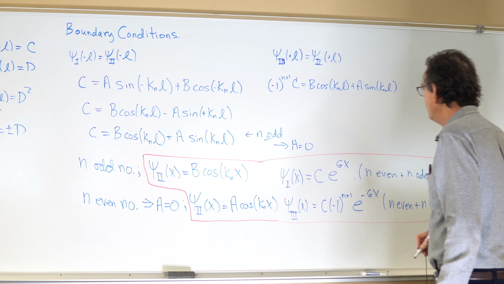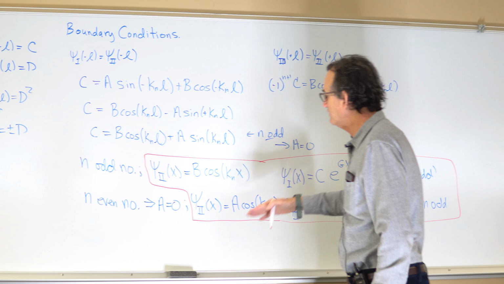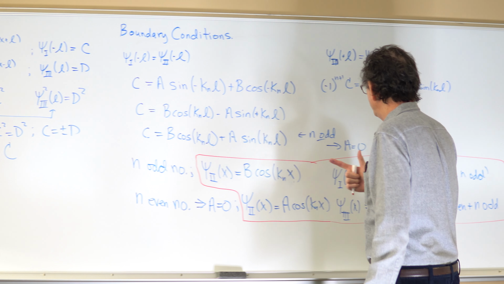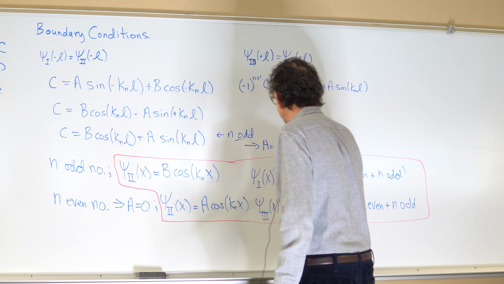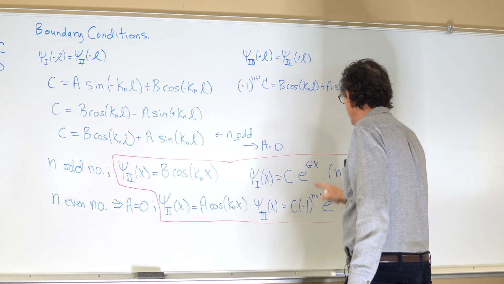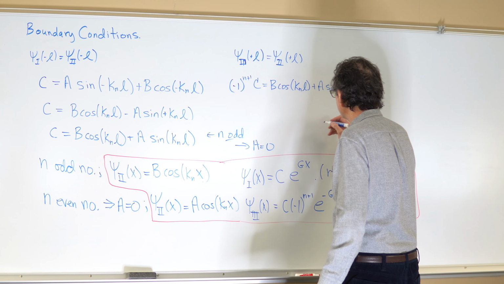But one of the points or features is that for any given value of n, there are only two variables to solve for, or three, I should say. There's b, c, and k sub n. Notice that g is also a function of k sub n, or energy.